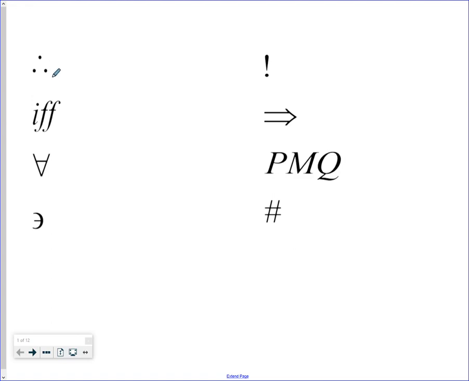So this first symbol is therefore. Again, these are your notes, so you put it wherever you want, but I just wrote the word therefore above the symbol. I had space, so I think you'll be okay. This next one, IFF, is if and only if.